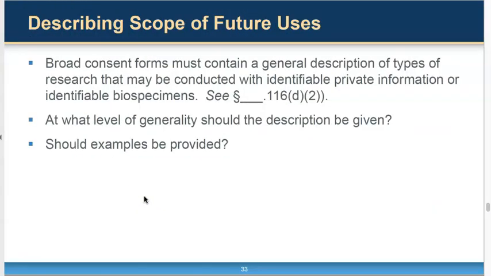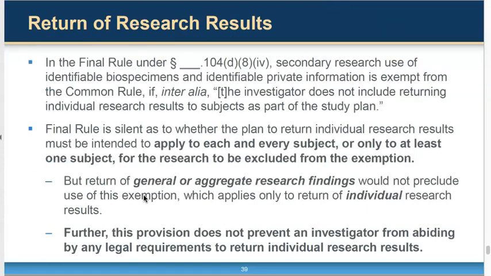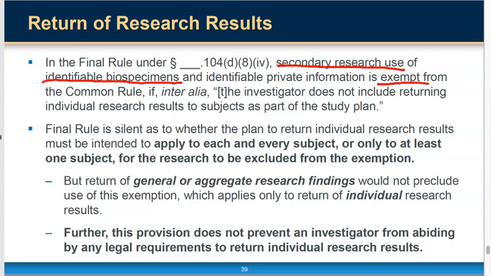And then the final thing I want to briefly go over is that with the new final Common Rule, two additional exemptions were developed. This slide discusses the exemption categories for secondary use of identifiable biospecimens. Such research is exempt from the Common Rule if the investigator does not include returning individual results to the subjects as part of the study plan.